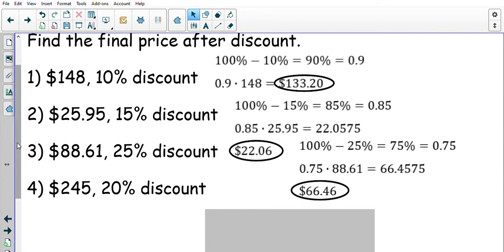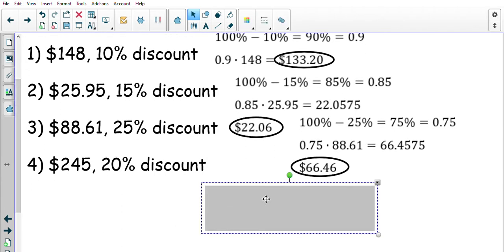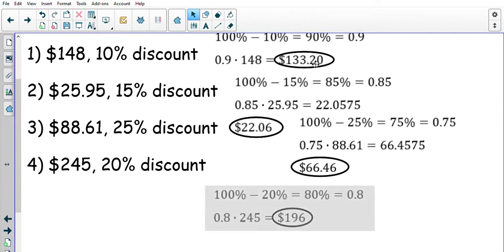And the last one, number 4, but not least, for this one, 20% discount, 100% minus 20% is 80%, or 0.8. Multiply 0.8 by 245 and that gets you a discounted price of 196. Because again, 80% is 0.8.